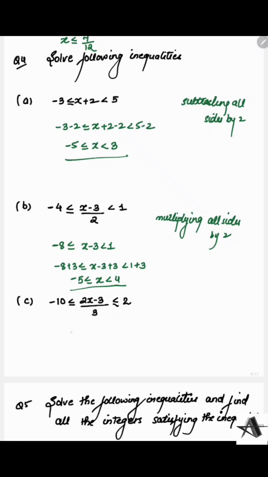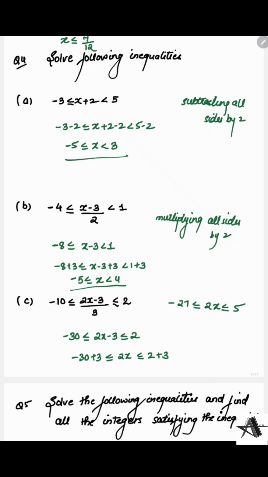So multiplying all sides by 3, you will get negative 30 less than or equal to 2x minus 3 less than or equal to 2. Now adding 3 to all the sides, negative 30 plus 3 less than or equal to 2x less than or equal to 2 plus 3, because minus 3 plus 3 will become 0. This is minus 27 less than or equal to 2x less than or equal to 5.